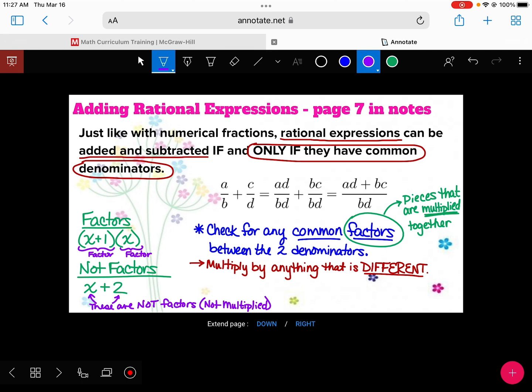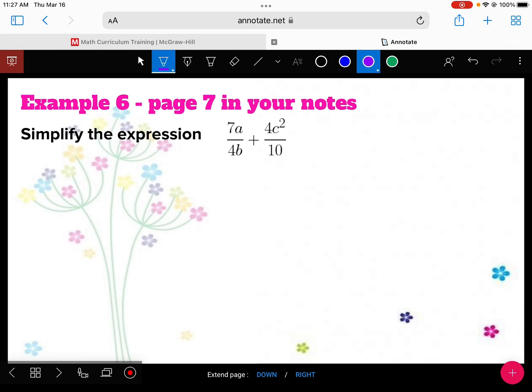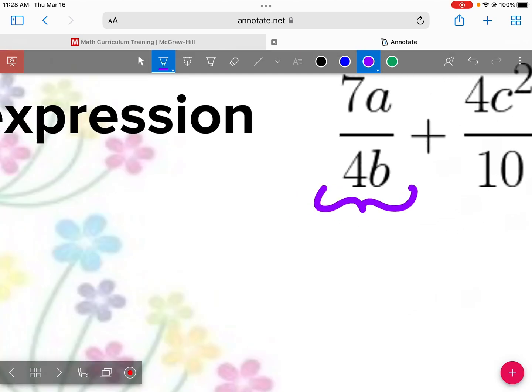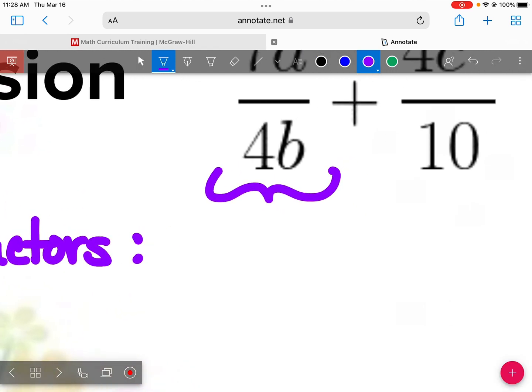You guys ready to look at an example with me? Okay. Let's look at example 6. What are the factors of 4b? What are the things that go into 4b? What multiplies to give you 4b? What multiplies to give you 4? 2 and 2. What's going on between the 4 and the b? Multiplication. So my factors for 4b are 2 and 2 and b.